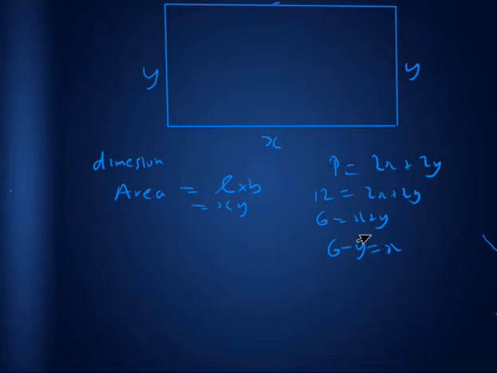Sometimes they can make it easier by asking you this question first, by saying show that x is equal to 6 minus y. Then you will remember that the second question is asking for maximum area, meaning that the first question wants the perimeter. So you create the equation for perimeter and then you just solve.